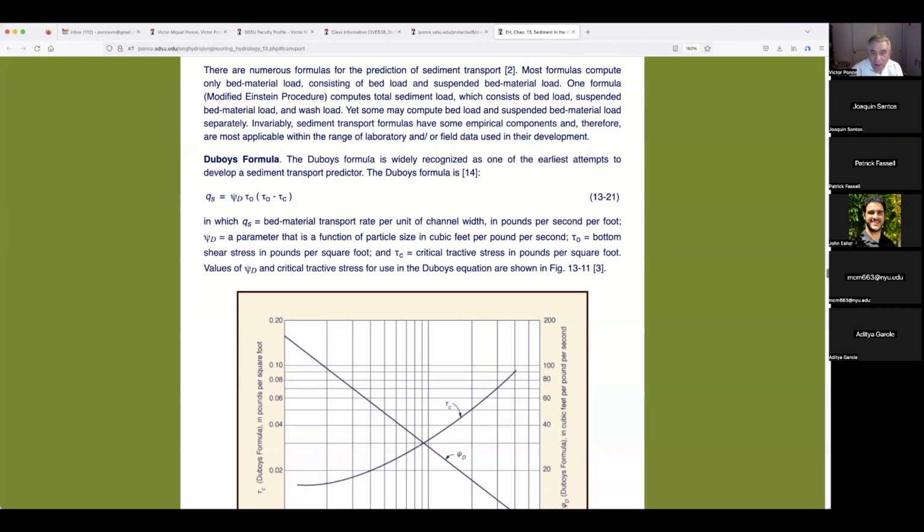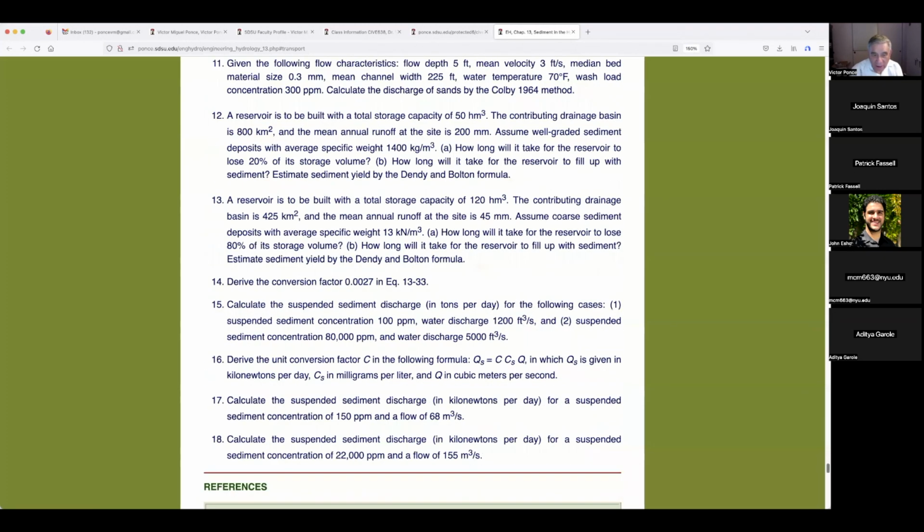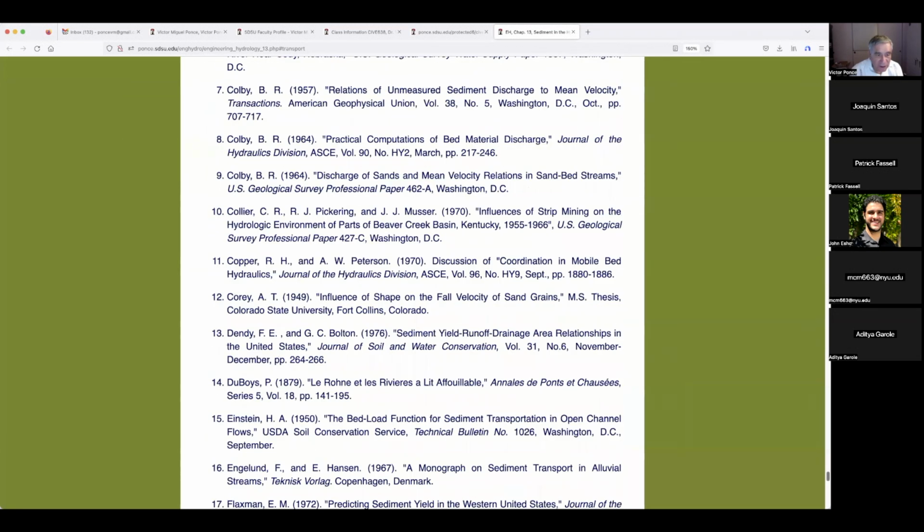Let me take a quick look at this if you don't mind. I'm going to 14 in here. Oh, jeez. This really surprises me. Not that I didn't know it, I just forgot about it. The date for the Dubois method is 1879.